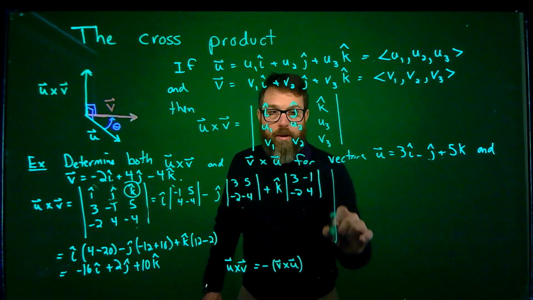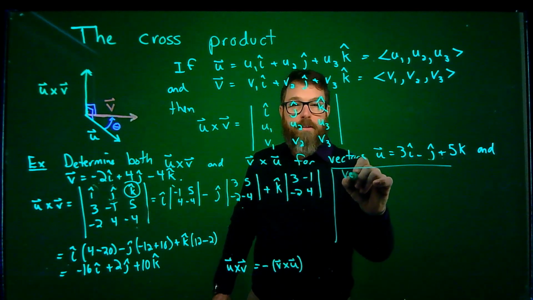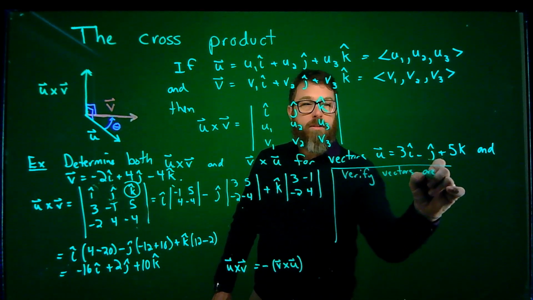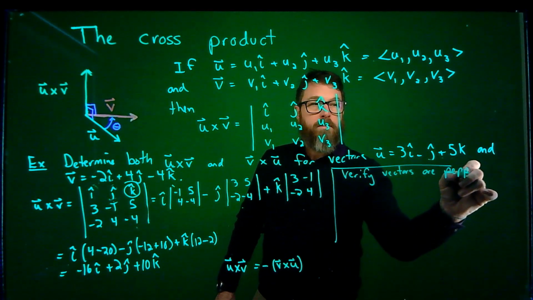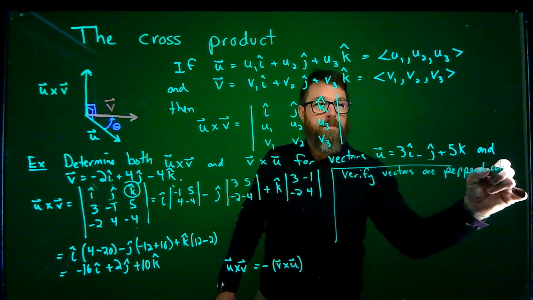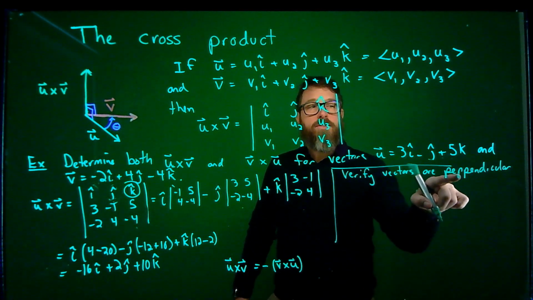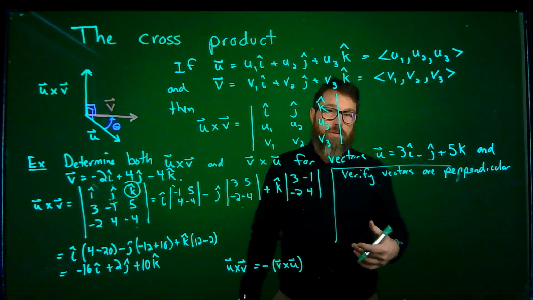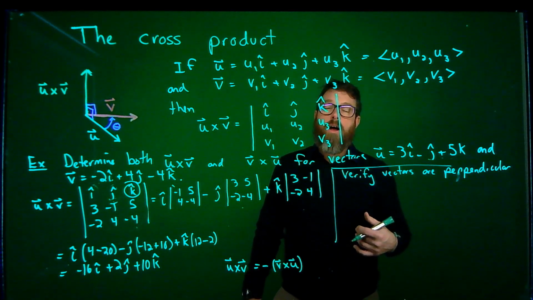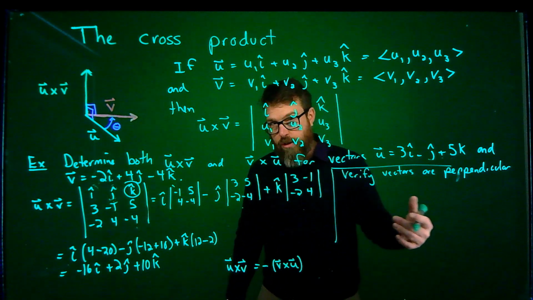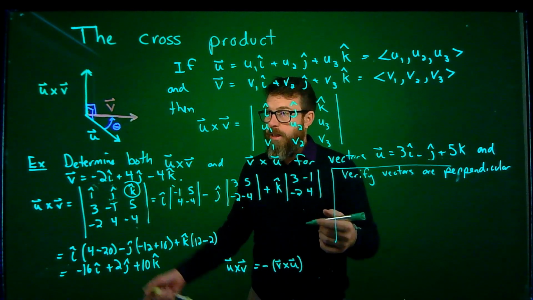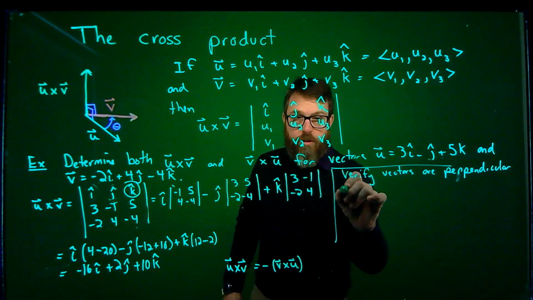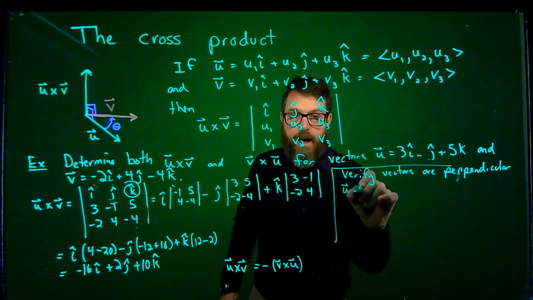So if I want to verify vectors are perpendicular, I just have to take their dot products. Vectors are parallel if their cross products are 0, but vectors are perpendicular if their dot products are 0. So let's take the dot product. So let's do the dot product of u and u cross v. So what is u dotted with u cross v?